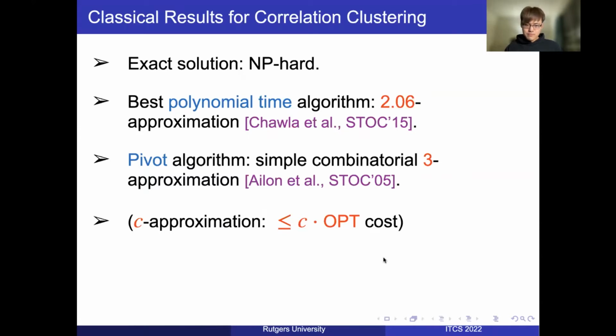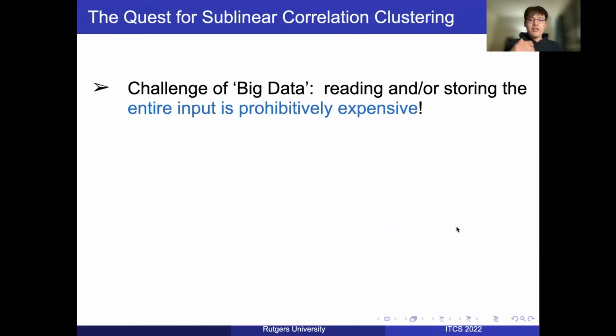Okay. And here when we talk about C approximation, I'm talking about giving a clustering that achieves the cost of at most C times opt. And here opt is the cost of the optimal correlation clustering.